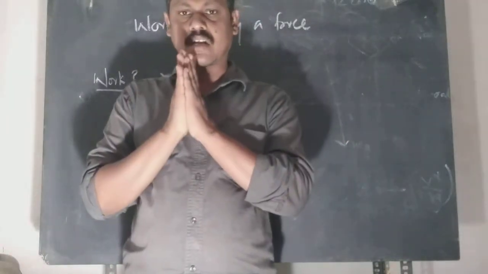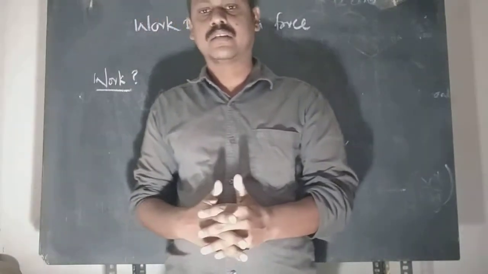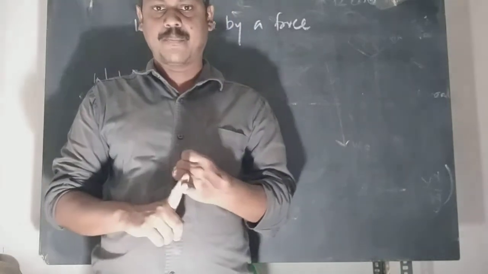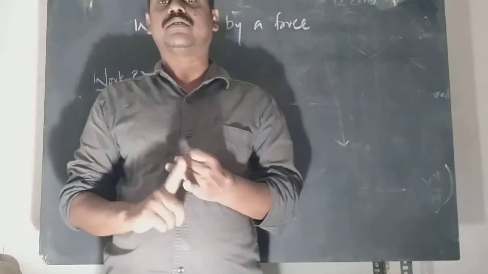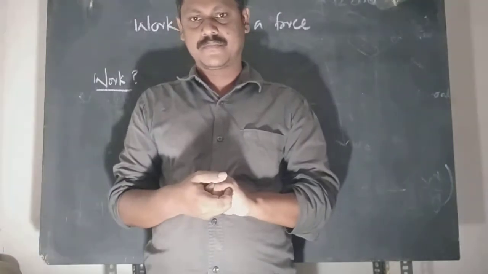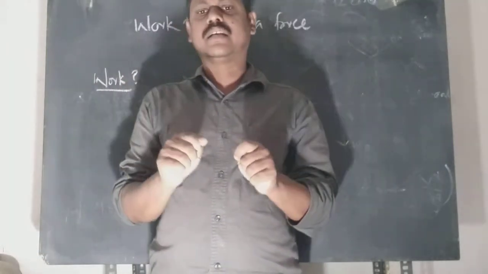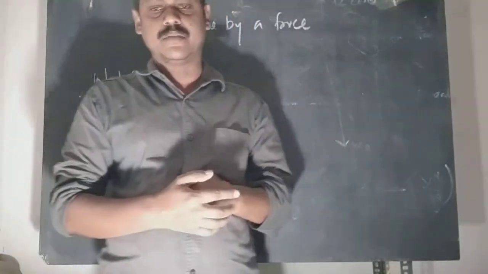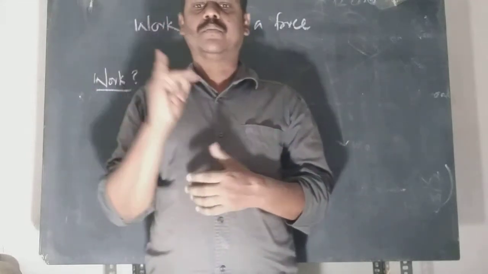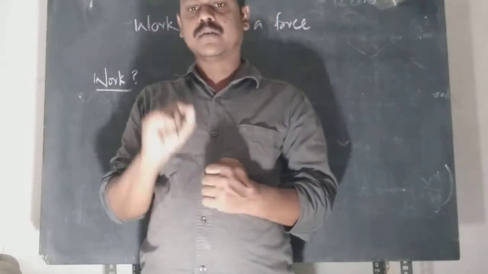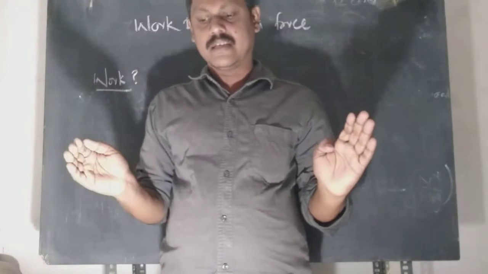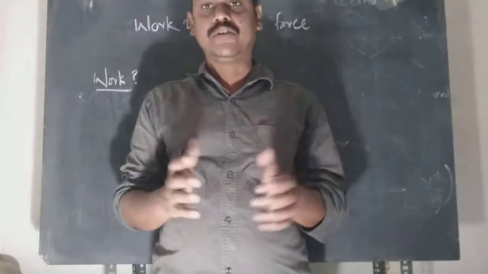So what are the necessary conditions for doing a work? First one, force. A force must be acted on the body, and the point of application of the force must move in the direction of that force applied. Okay, so necessary conditions for work to be done are: first one, a force must be acted on the body. Second one, the point of application of that force must move in the direction of that force applied. Okay, now how to express the magnitude of force applied?